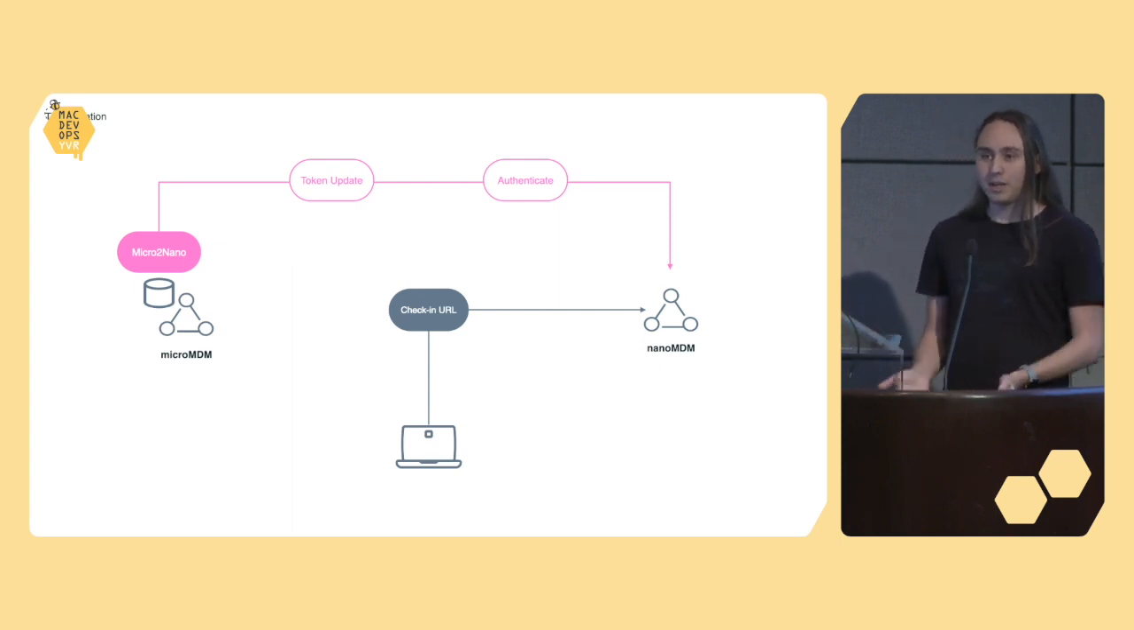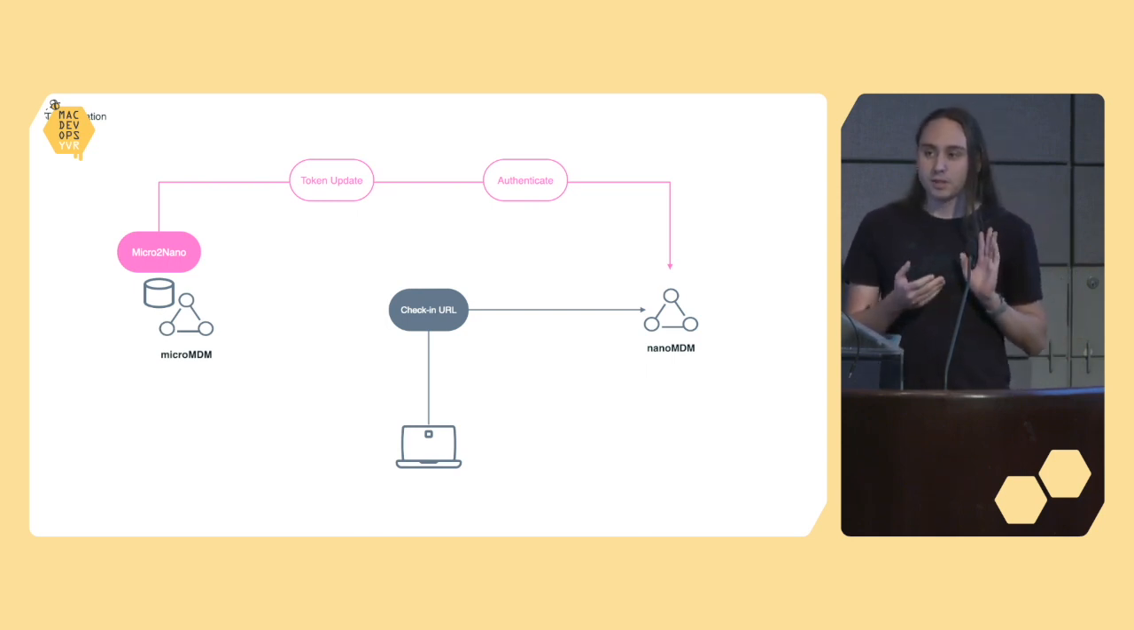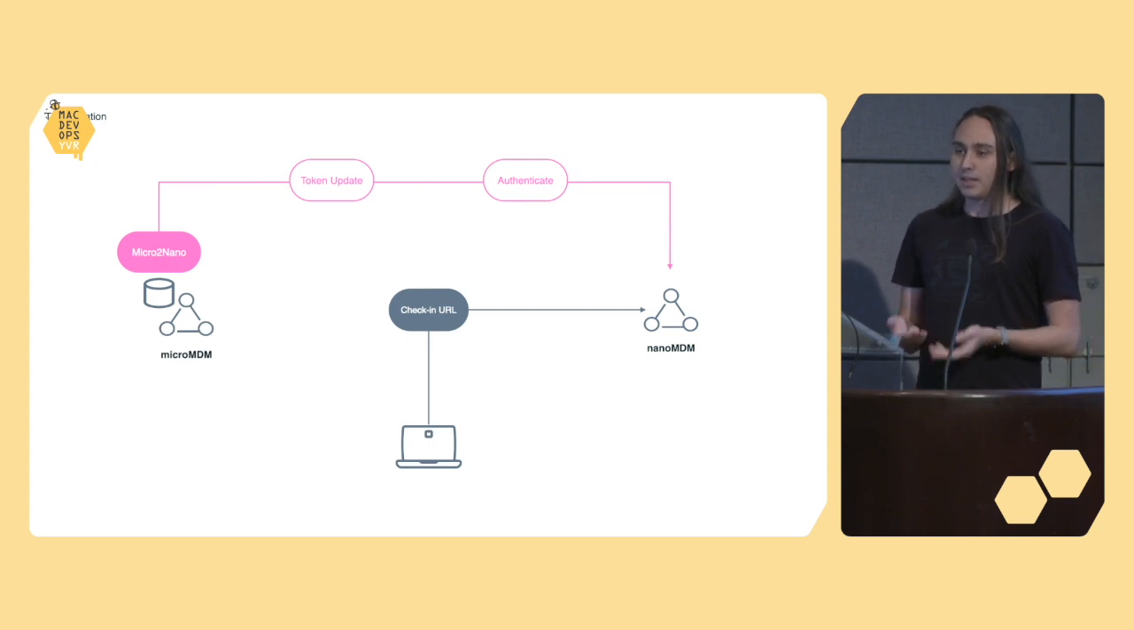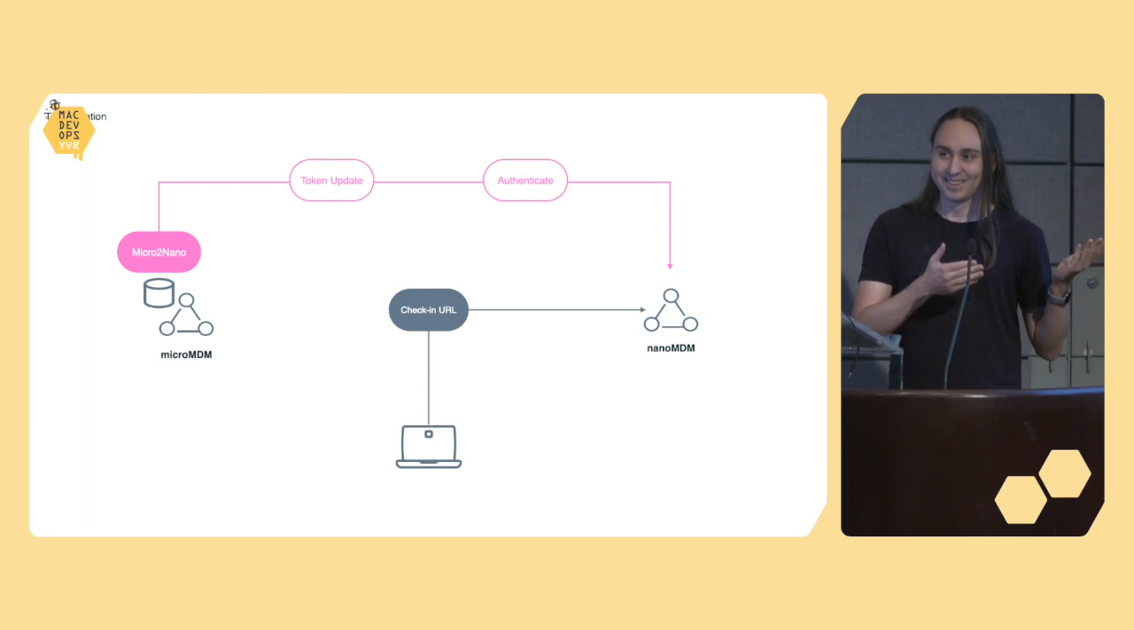allowed for a 2-hour maintenance window to make sure that all the devices transferred over and that everything was working okay. The devices that were checking into MicroMDM in one moment were checking into NanoMDM the next moment, and they didn't really notice. There was nothing that the users had to do for the migration to happen. It's pretty cool, right?